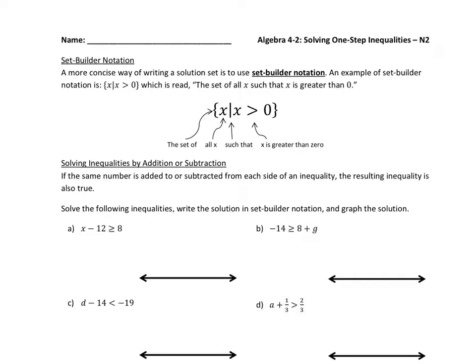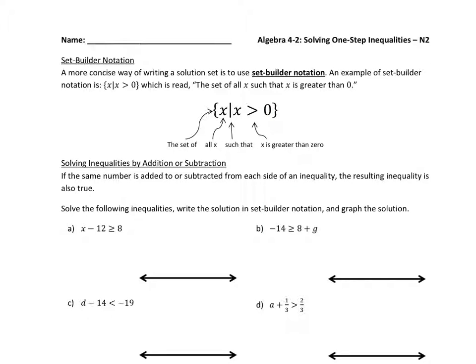Algebra Unit 4, Lesson 2, Notes 2, Solving One-Step Inequalities. Set builder notation. A more concise way of writing a solution set is to use set builder notation. An example of set builder notation is the following, which is read: the set of all x such that x is greater than 0. So again, the brackets tell us the set of all x such that x is greater than 0.